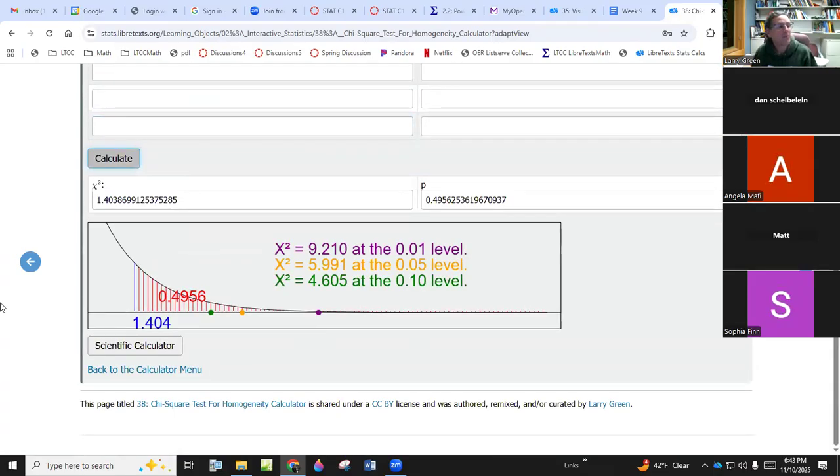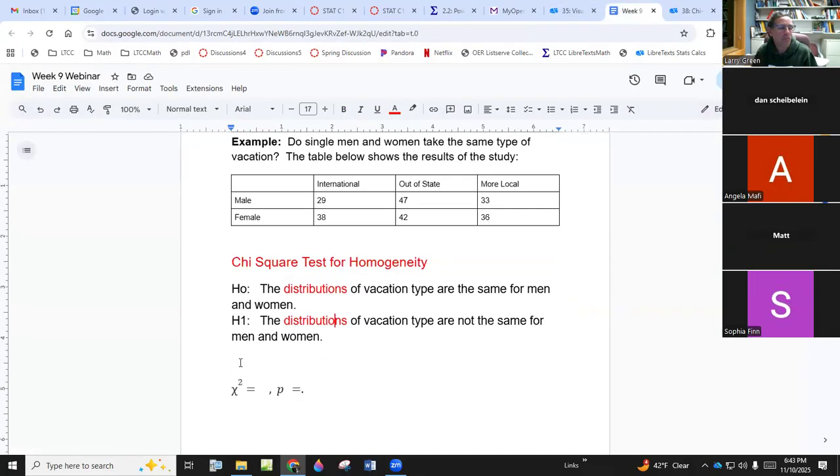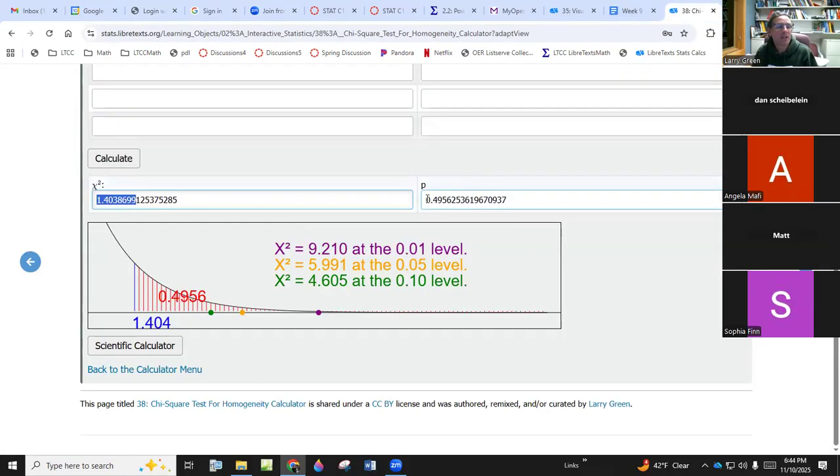There we go. We have our test statistic, chi-squared, is about 1.4 or so. Let's put that in. And our p-value is about 0.4956.